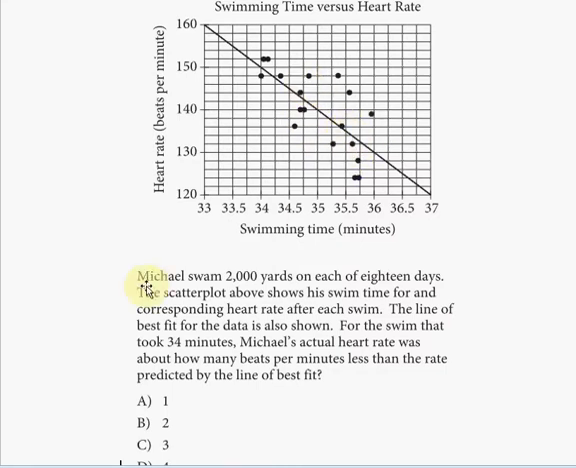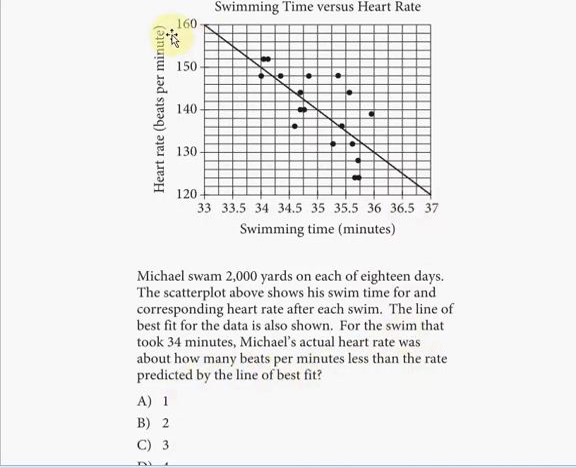So let's see what this asks. Michael swam 2,000 yards on each of 18 days. The scatter plot above shows his swim time and corresponding heart rate after each swim. The line of best fit for the data is also shown. For the swim that took 34 minutes, Michael's actual heart rate was about how many beats per minute less than the heart rate predicted by the line of best fit, right?